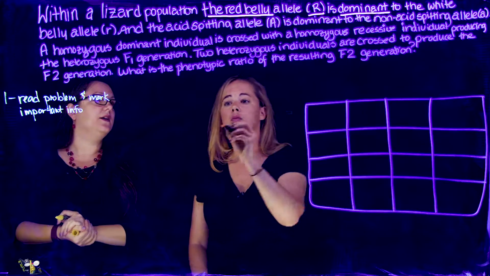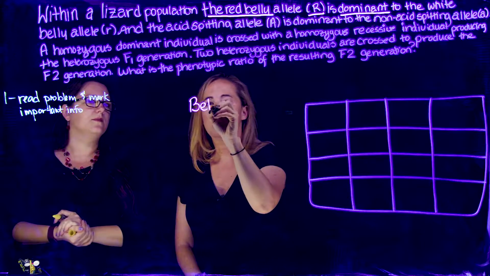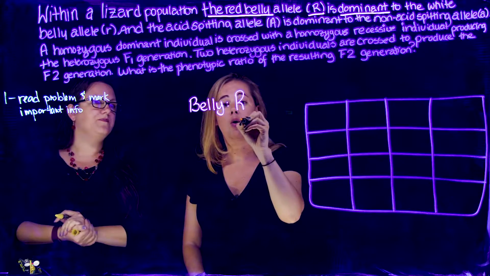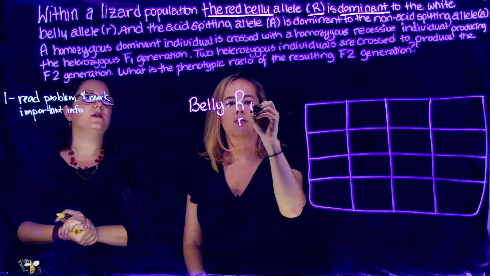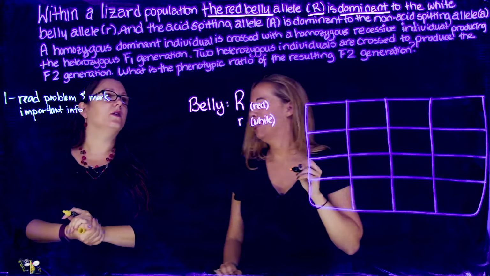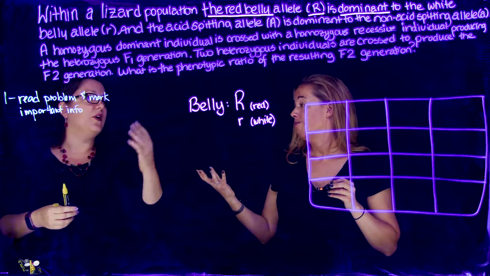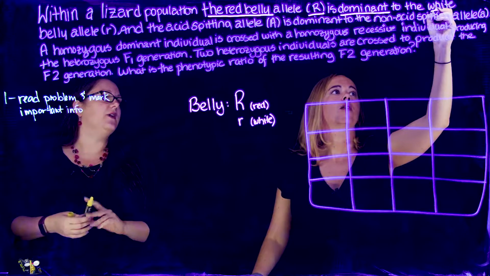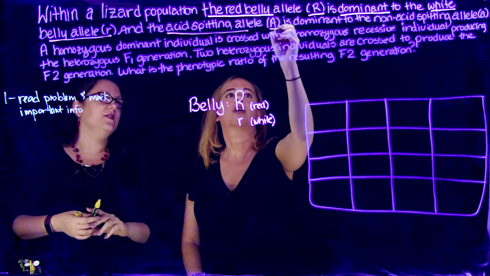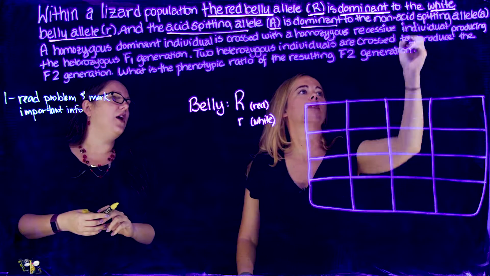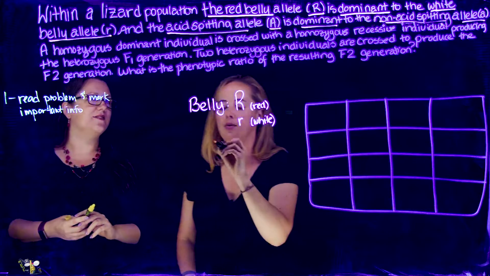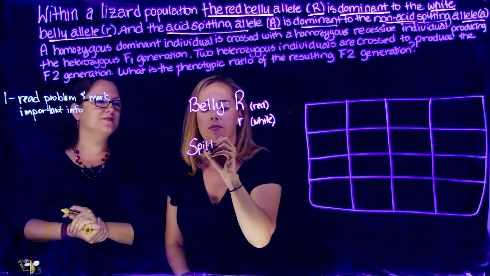Okay, red belly allele. We know it's the belly gene, belly color. We've got either a capital R, which is dominant, or a lowercase r, red versus white. But we know it's a dihybrid, so we've got a second trait, acid spitting. I forgot to label white there. Then acid spitting is capital A, dominant, and non-acid spitting is lowercase a, recessive.